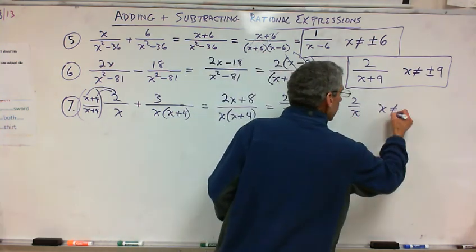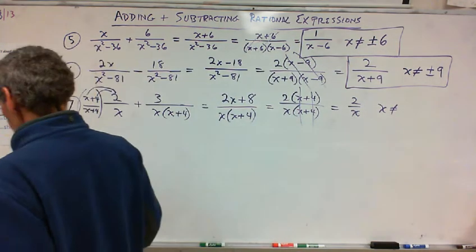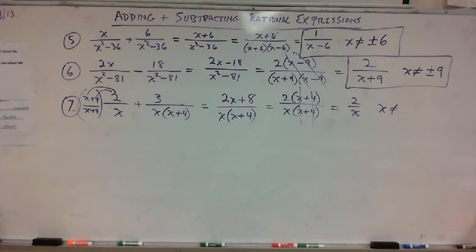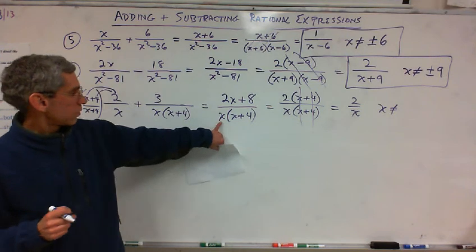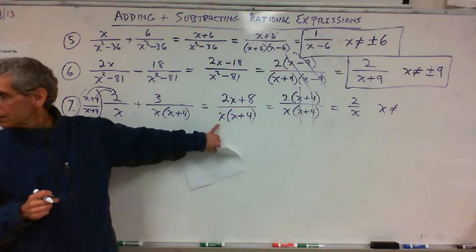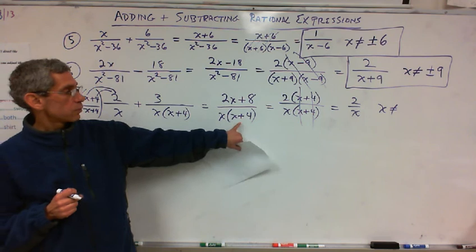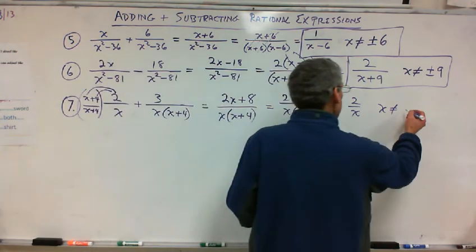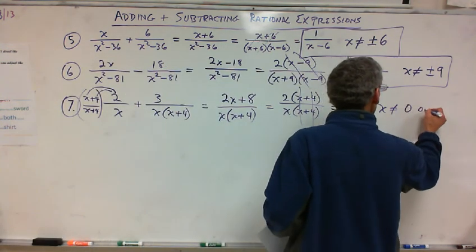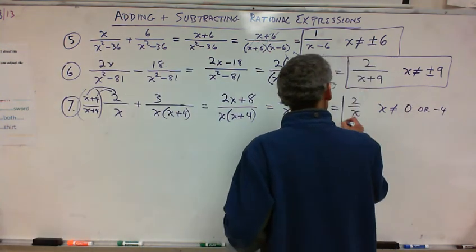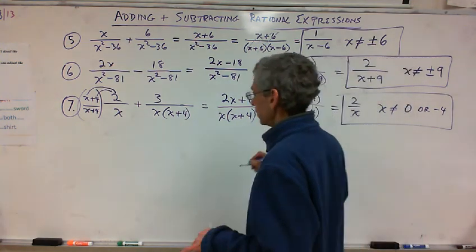X cannot equal. What can x not equal? Negative 4. Negative 4, what else? And 0. And 0. Right? Either x would have to be 0 or x plus 4 would have to be 0, to make this equal 0. So x cannot equal 0 or negative 4. So that's my answer on that one.